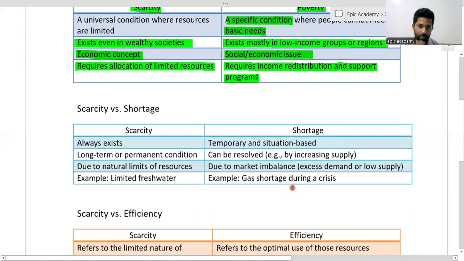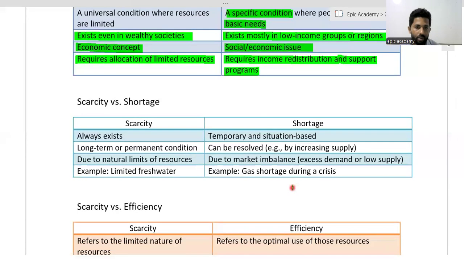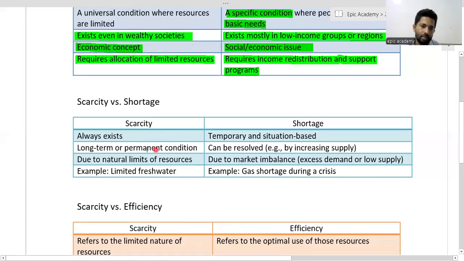And on the other hand, scarcity and shortage. You have to identify the difference. Scarcity always exists. It exists in every time period. But shortage is a temporary situation.